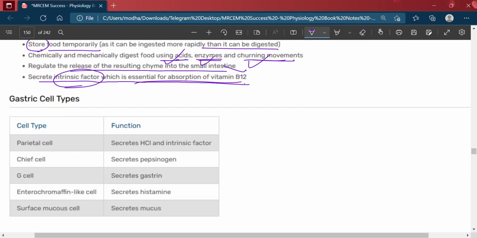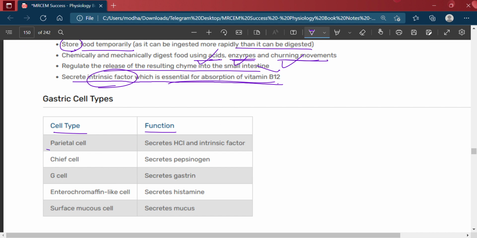Okay, gastric cells, cell type and the function. The gastric cells are the parietal cells, chief cells, G cells, enterochromaffin cells, and the surface mucous cells. The parietal cell will secrete the HCl and the intrinsic factor. The chief cell will secrete the pepsinogen. G cell will secrete the gastrin. Enterochromaffin cell will secrete the histamine, and the surface mucous cell will secrete the mucus. This is easy: mucous cell to mucus, G cell to gastrin.